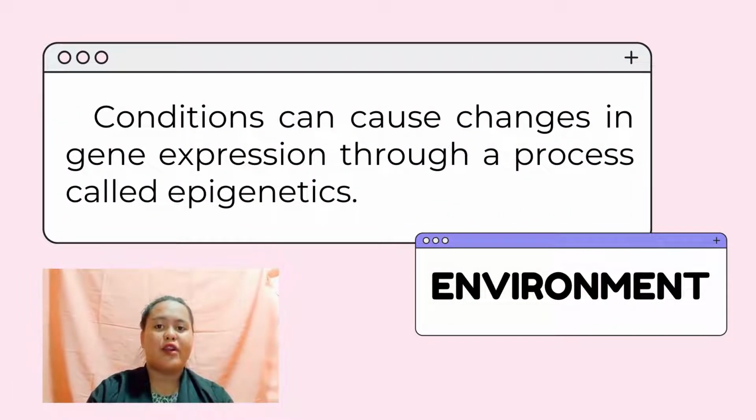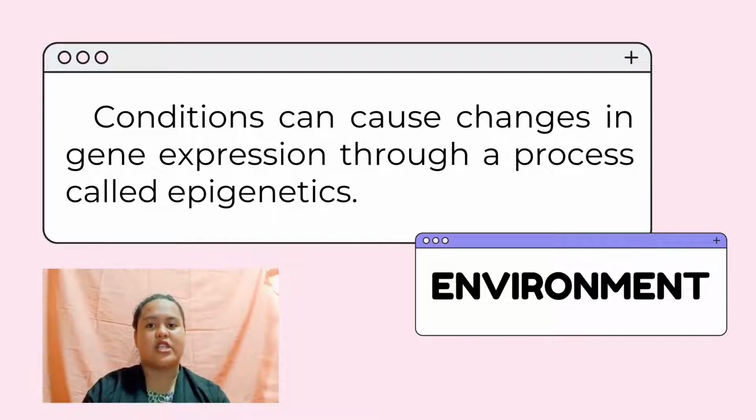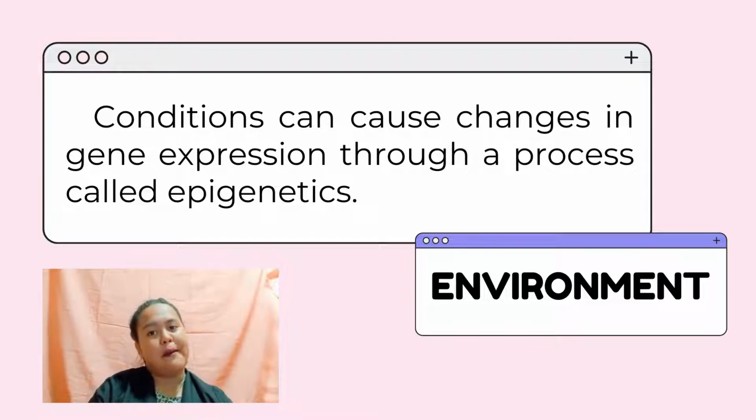Environment. Environmental conditions can cause changes in gene expression through a process called epigenetics. For example, exposure to environmental tobacco smoke, either in utero or in one's living space, can affect cognitive development, resulting in cognitive dysfunction.